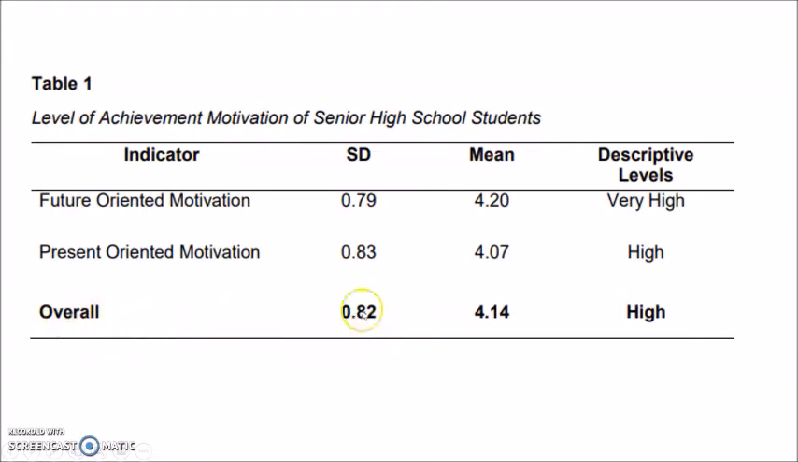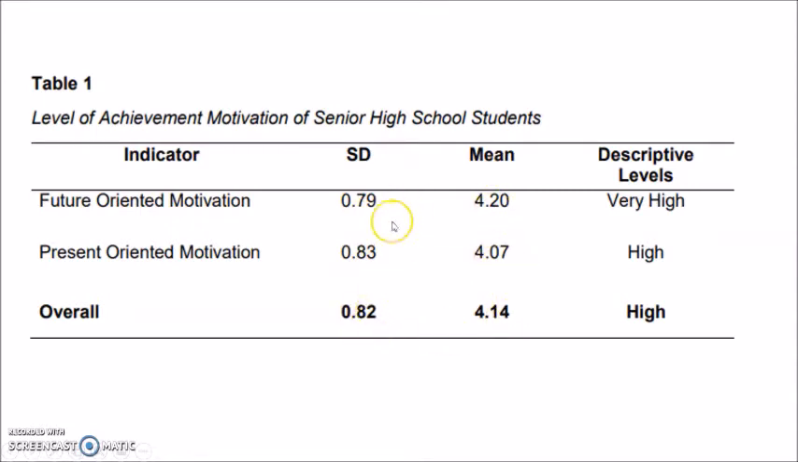The entries for the overall are also in bold, thick. And the headings, indicator, SD, mean, and descriptive levels, are also in bold. Everything is aligned. The indicators are aligned, the SD values are aligned, the mean values and the descriptive levels are centered. Since we use two decimals, we should be consistent: 2 decimal places.